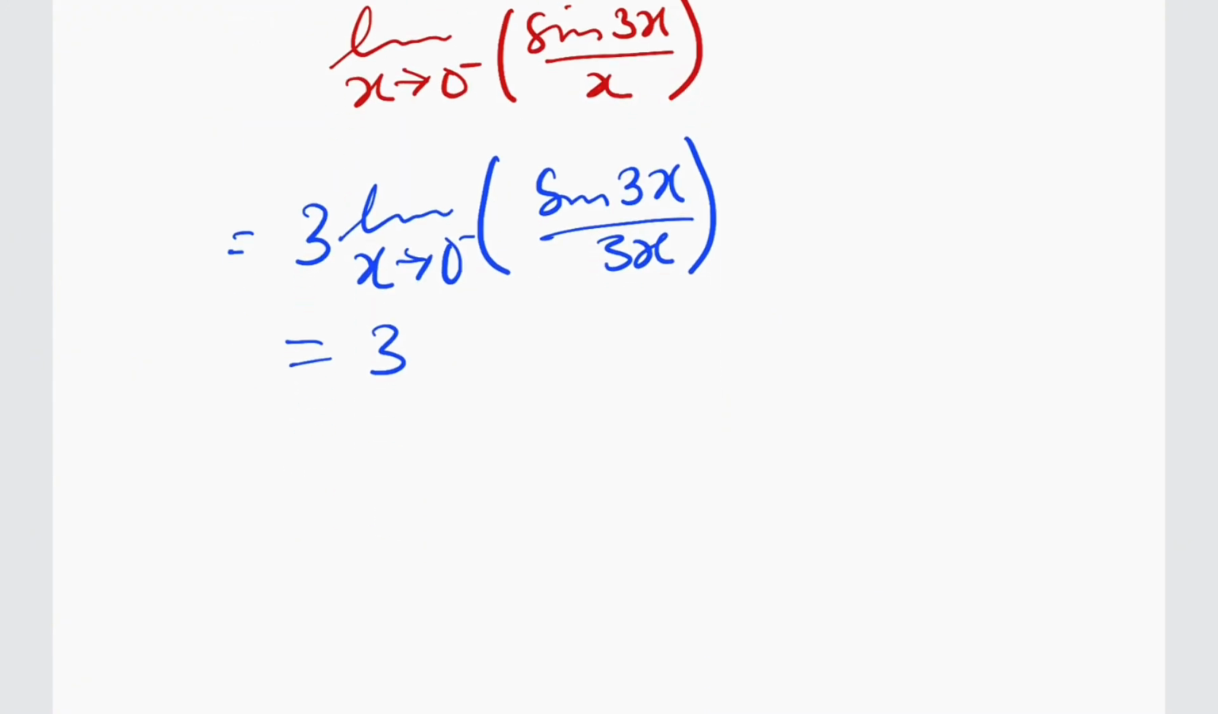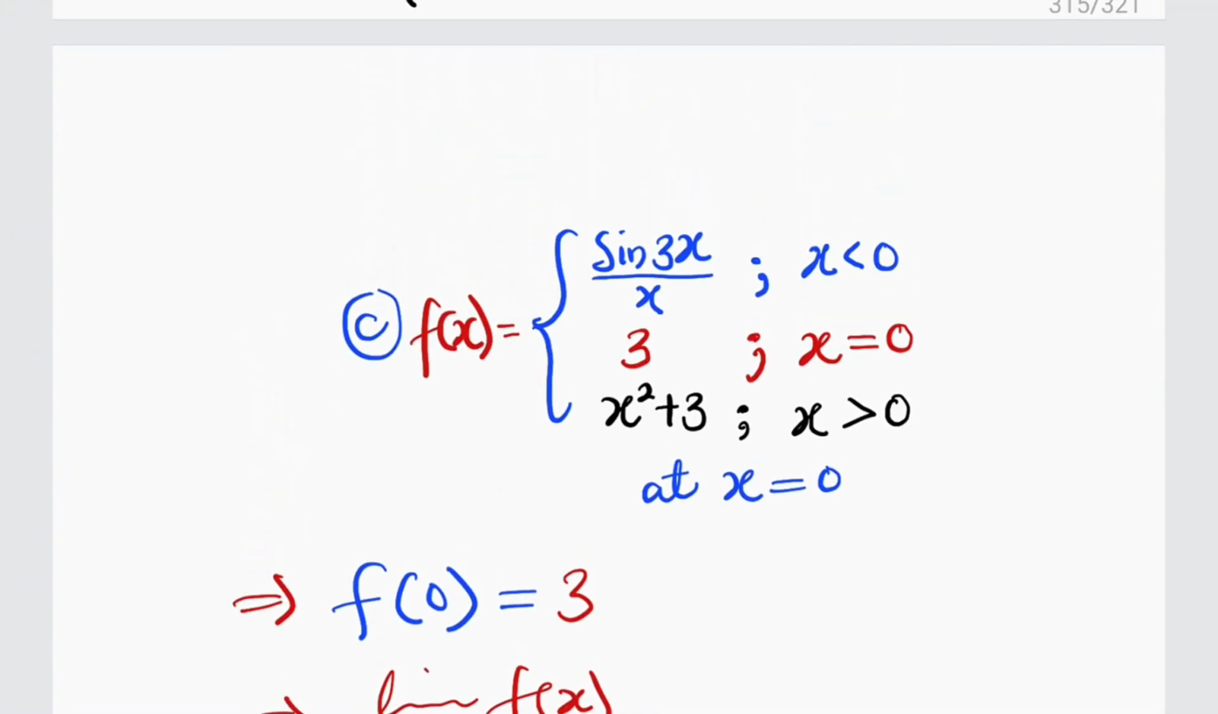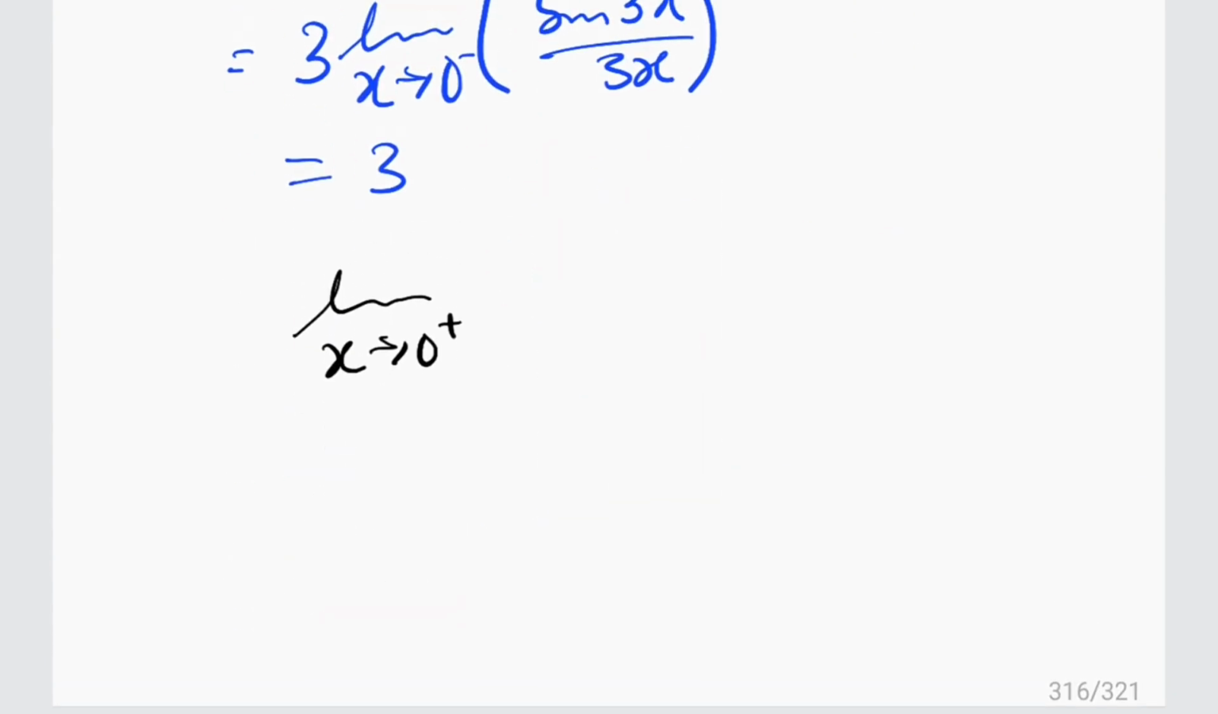Let's find the right hand side limit. The limit as x approaches 0 from the right. If it approaches 0 from the right, all the values must be bigger than 0. That is x greater than 0. So let's go to our function and see where x is bigger than 0, exactly here. So we have to consider this function, which is x squared plus 3. So we have to use x squared plus 3.